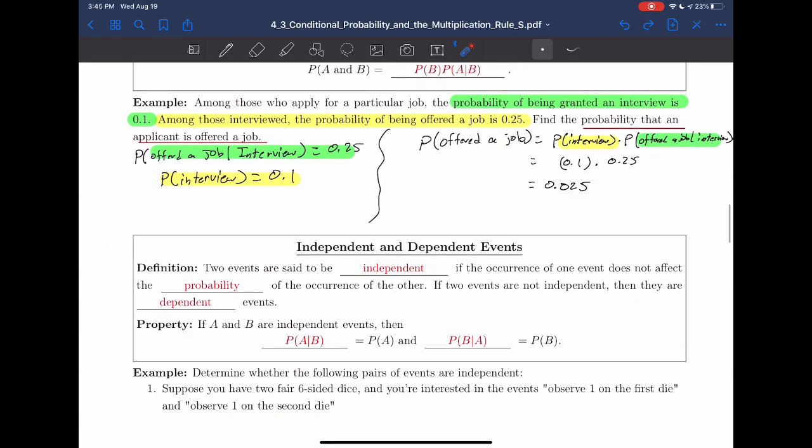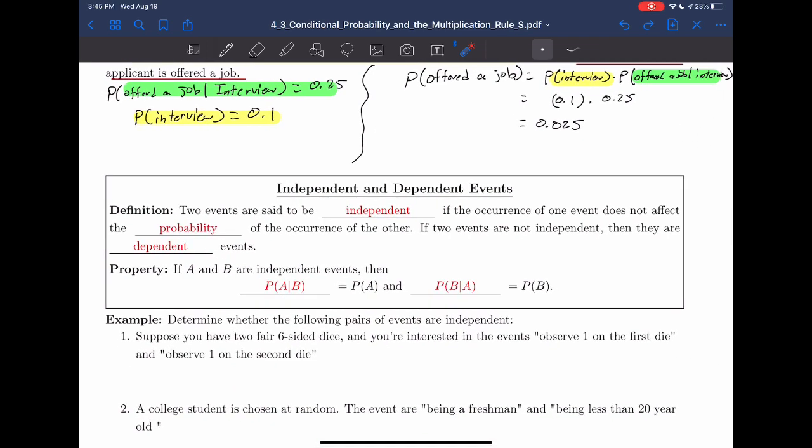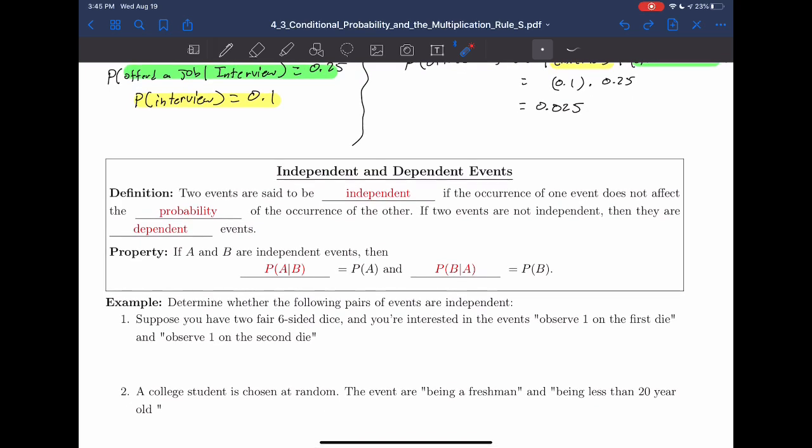Next thing I want to talk about is something called independent and dependent events. So here, 2 events are said to be independent if the occurrence of one event does not affect the probability of the occurrence of the other. And if these 2 events are not independent, then they are dependent events. And there are a couple of properties that you want to know. So let's say events A and B are independent. Then you can say that the probability of A given B is just the same as the probability of A, and the probability of B given A is just the probability of B.